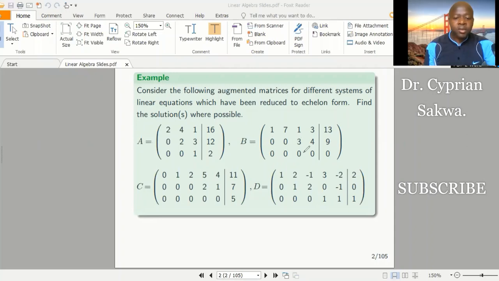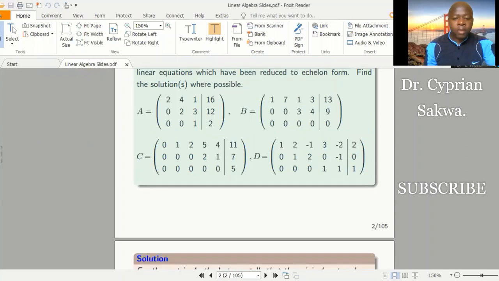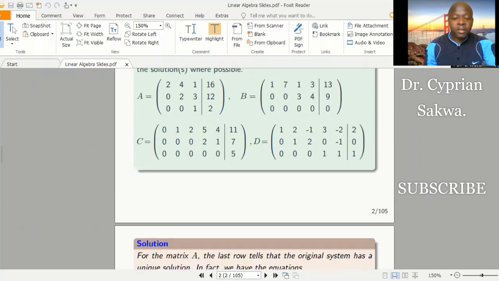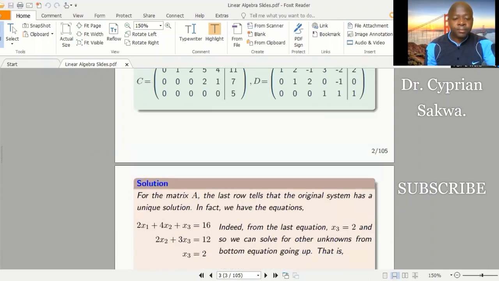And we said that if the last row appears as this, that we have 0, 0, 0, 0 equals 0, then we would identify the leading entries and then the leading variables, and then the free variables, and solve the leading variables in terms of the free variables. And we would also equate the free variables to some parameters. And that will mean that this system has infinitely many solutions. So let's just look at what are the solutions for this system. But once it is 0, 0, 0, 0 equals 0, it means it has infinitely many solutions. So let's have a look.